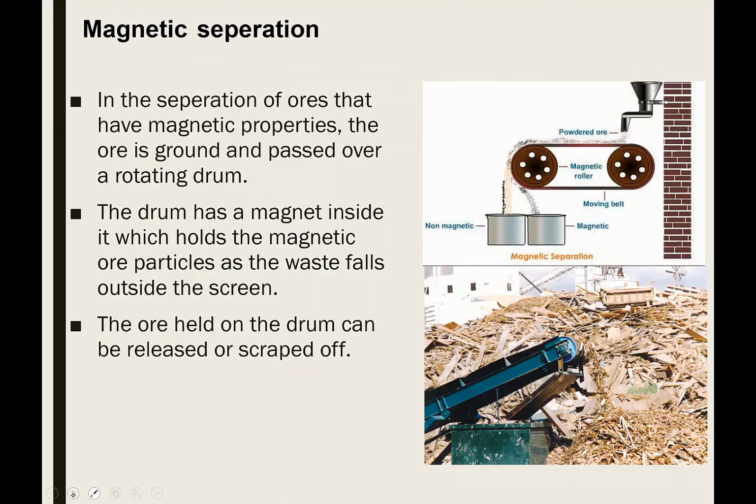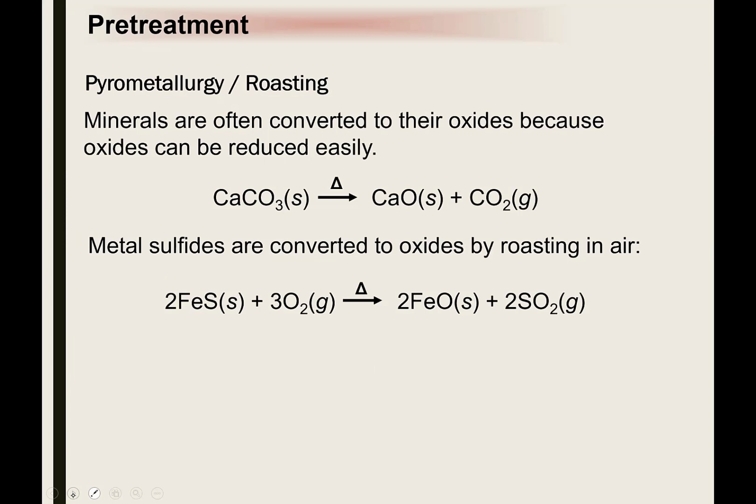Finally, magnetic separation is usually used for magnetic ores or ores with magnetic properties. So you grind the ore and pass it over a rotating drum that has a magnetic side. It will have different attraction for different particles depending on their magnetic properties. The magnetic particles will be attracted much more to the drum than the non-magnetic particles, so they will have a different path that will separate the magnetic particles from the non-magnetic particles. The second step is going to be pre-treatment.